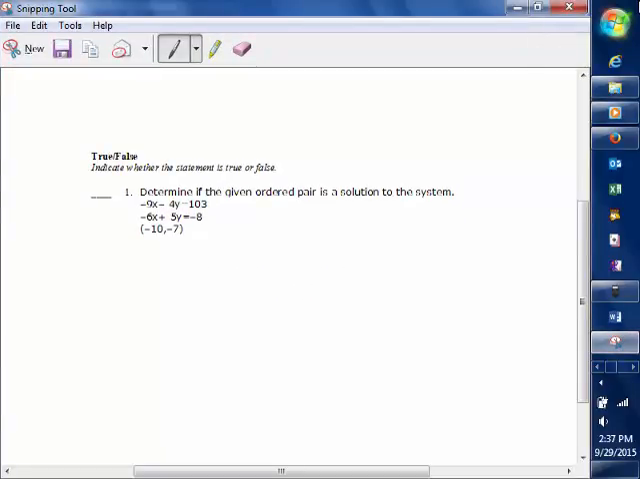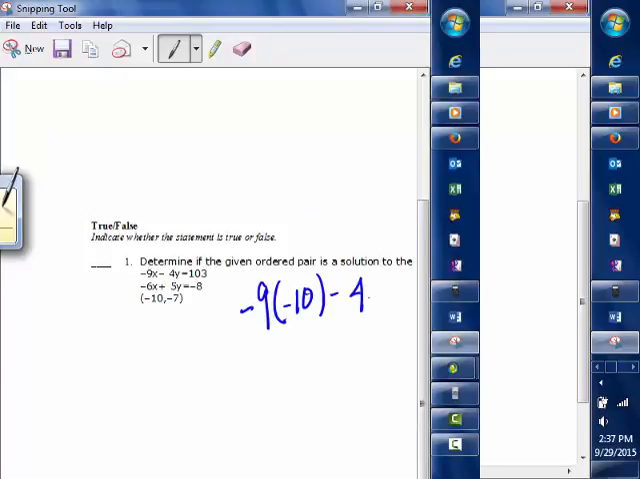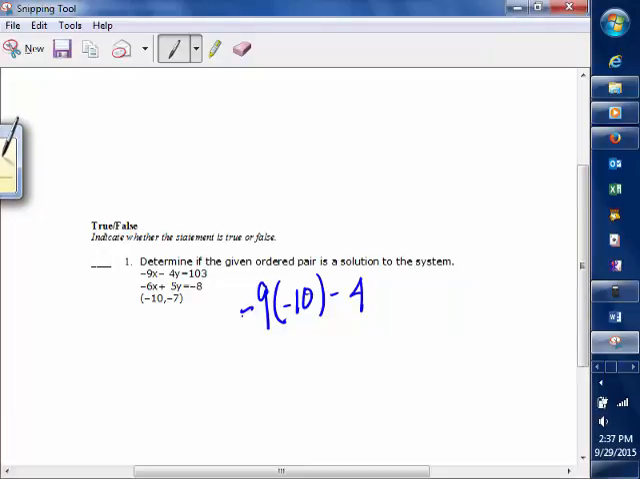substitution. So if you substitute in negative 9 times negative 10 minus 4 times, what in the world happened there? Oops. I pressed a button, sorry. It'll take me a second to get back to where we belong. Minus 4 times negative 7, do you get 103?